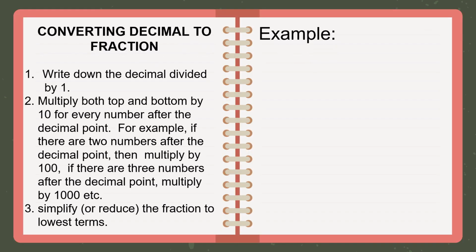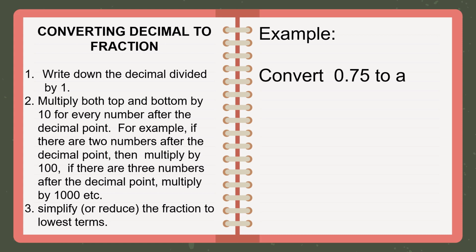To convert decimal to fraction, Step 1: write down the decimal number divided by 1. Step 2: Multiply both top and bottom by 10 for every number after the decimal point. For example, if there are 2 numbers after the decimal point, then multiply by 100. If there are 3 numbers after the decimal point, multiply by 1,000, and so on. Step 3: Simplify or reduce the fraction to its lowest term.